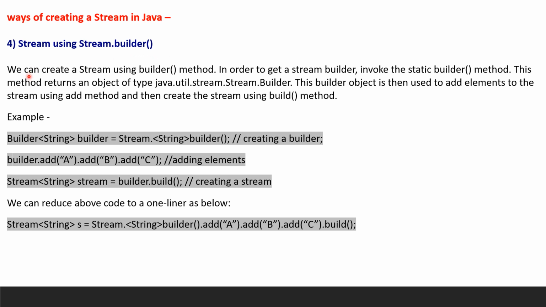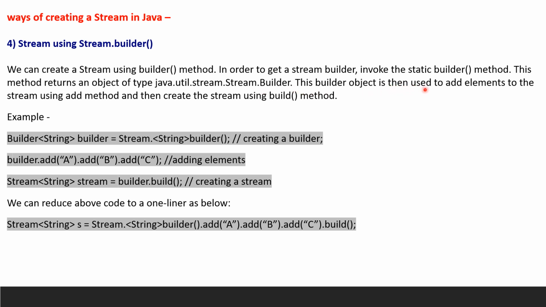So we'll see the next method, creating a stream using Stream.builder. Here we can create a stream using the builder method. In order to get a stream builder, invoke the static builder method. How are we going to create it? We have to invoke the static builder method. This method returns an object, of type java.util.stream.Stream, capital S, here we have to note, dot builder.